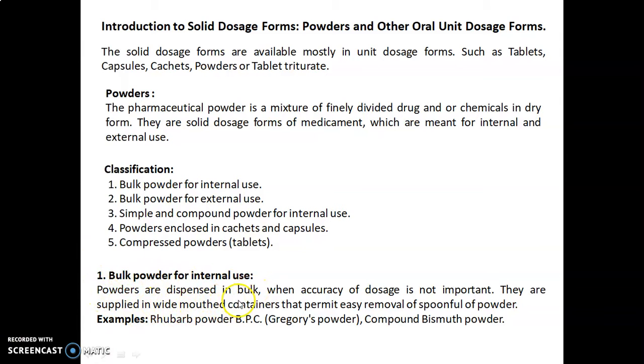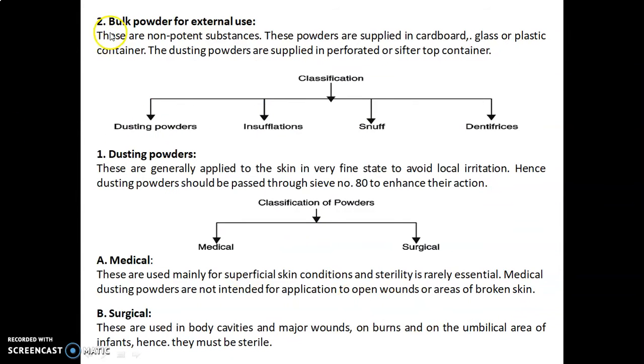Powders are dispensed in bulk when accuracy of dosage is not important. They are supplied in wide-mouth containers that permit easy removal of a spoonful of powder. Examples of bulk powder for internal use are rhubarb powder, BPC, that is known as Gregory's powder, and compound bismuth powder. Second one, that is bulk powder for external use.